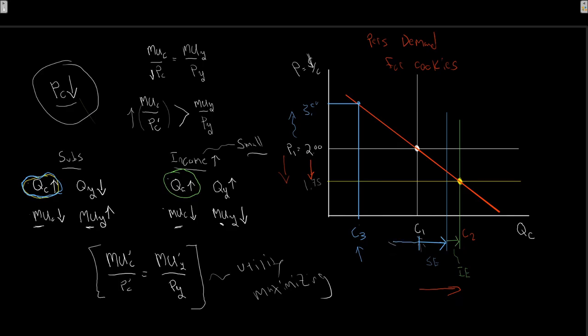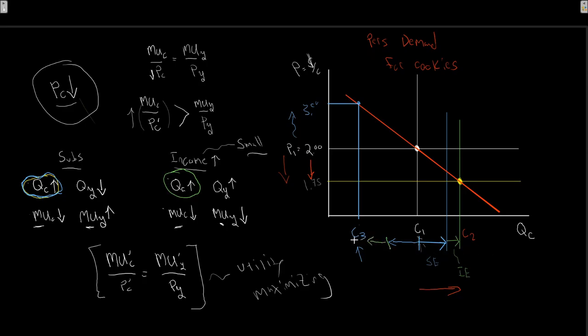Ultimately, as this price rose, the reason I'd get from C1 to C3 would be partly substitution effect, and partly I'd feel poorer due to the higher price, so I'd have the income effect occurring as well. So two effects causing the change in quantity demanded, and I get a read-off of every possible price of the cookie and the corresponding quantity demanded.